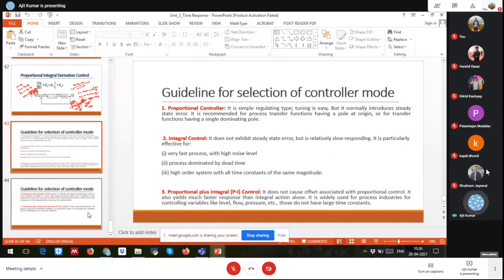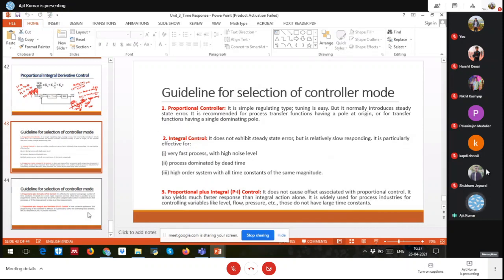Why? Because as you increase the gain, your steady state error will further change. And when you keep it lower, then also, I mean, this is now a trade-off between finding the balance between transient state and steady state. If you are trying to improve transient state, then your steady state error will give more error. So it is recommended for process transfer function having a pole at origin. I mean, when you have a single pole and that is also at origin, or for transfer function having a single dominating pole. So this is the guideline for proportional controller.